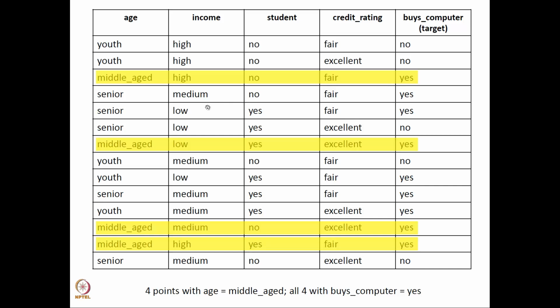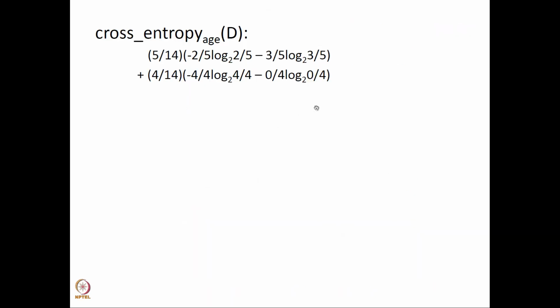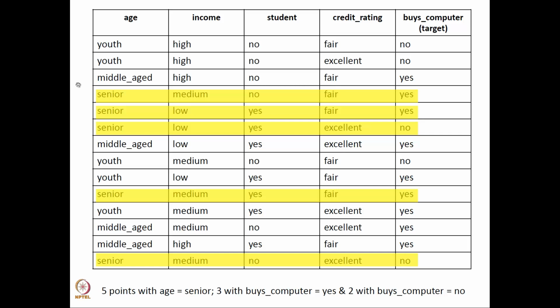Continuing in this manner, we take up the next value, that is age equals to middle-aged, and observe that among the 14 there are 4 points where age equals to middle-aged, and for all of them buys computer equals to yes, that is they all belong to the positive class. This gives us the second component. As you can see, we don't necessarily need to calculate this, but we have put it there just for your reference. The final component comes when we consider age equals to senior.